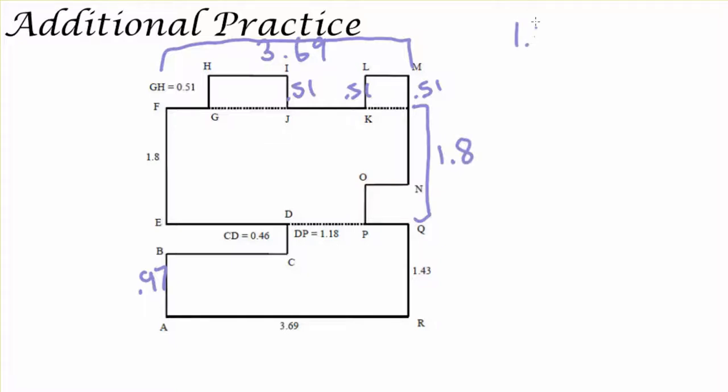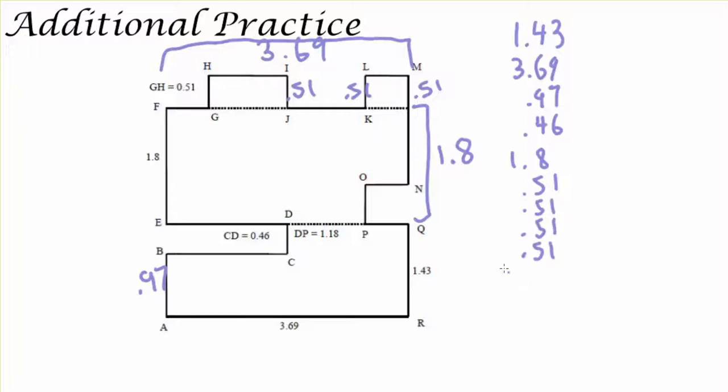So now that I have everything, I can create a list and add that list together. So I'll have 1.43 plus 3.69, and I'm just going around the figure here, plus 0.97, 0.46, 1.8. Then I'll add in the 4 instances where I have 0.51, add the second 3.69, and then lastly add the last 1.8. And after carefully adding those up together, you get a final answer of 15.88 for all the outside sections of this figure.